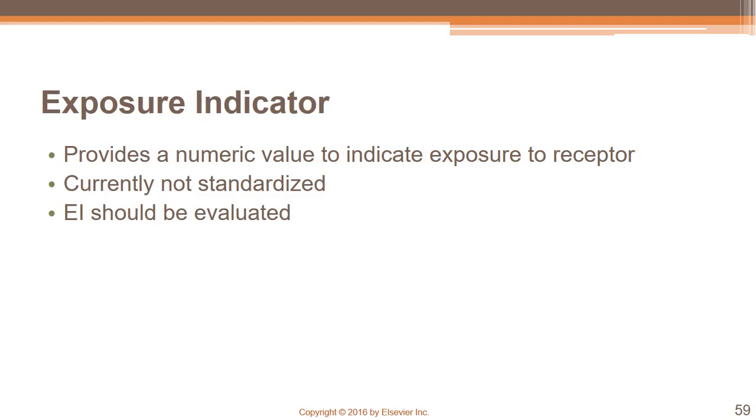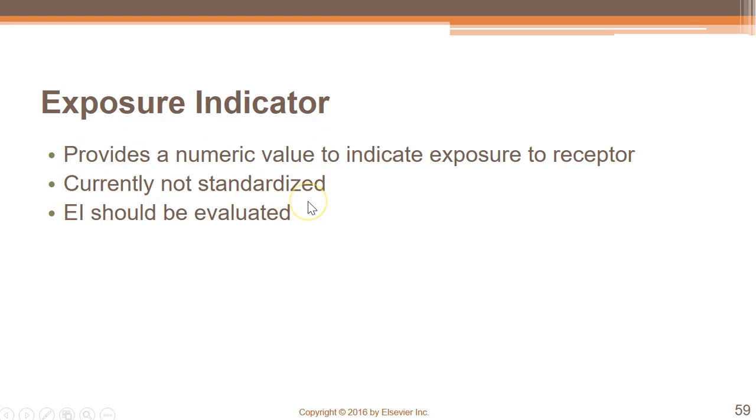An important feature of digital imaging is the exposure indicator. The exposure indicator provides a numeric value that indicates the level of exposure to the receptor, and that's what an exposure indicator is. A numeric value to indicate exposure to the receptor. So what you started with, what went through the patient, and what hit your receptor is going to come up as an indicator.